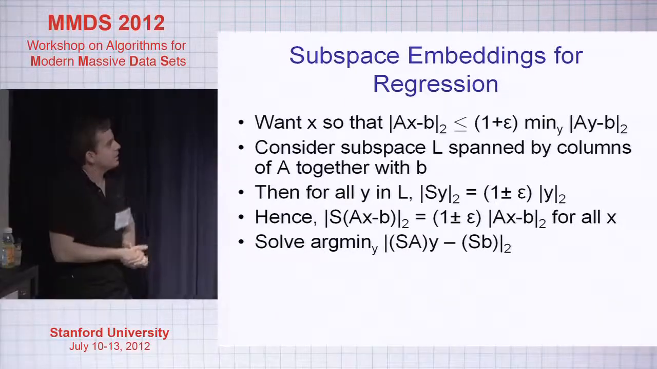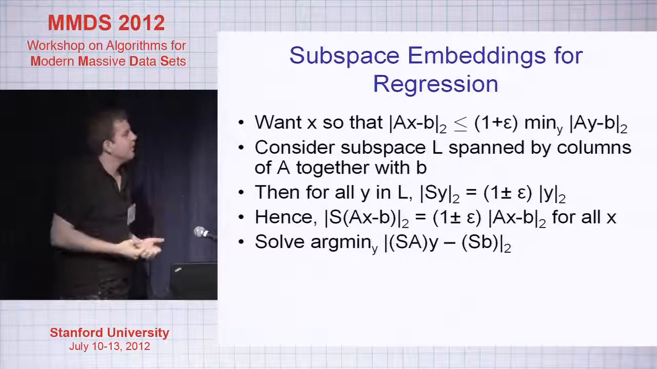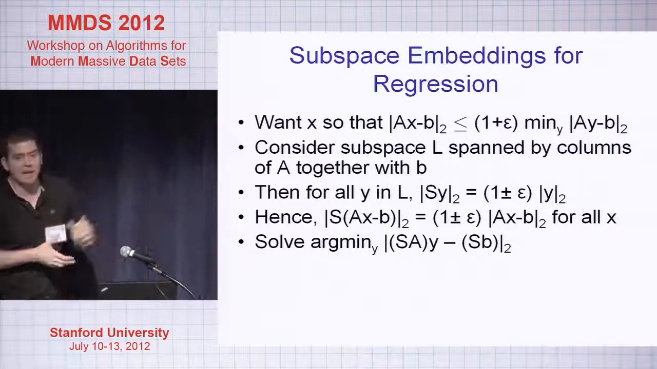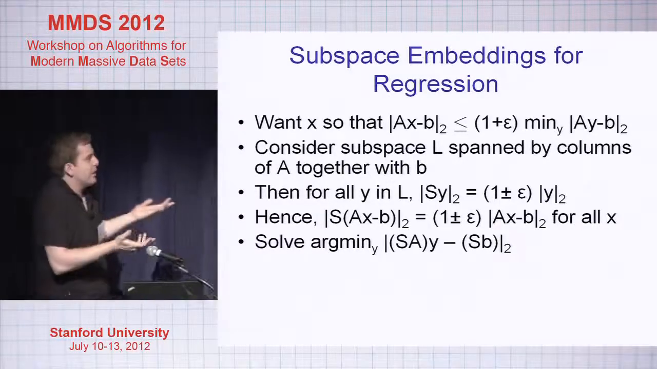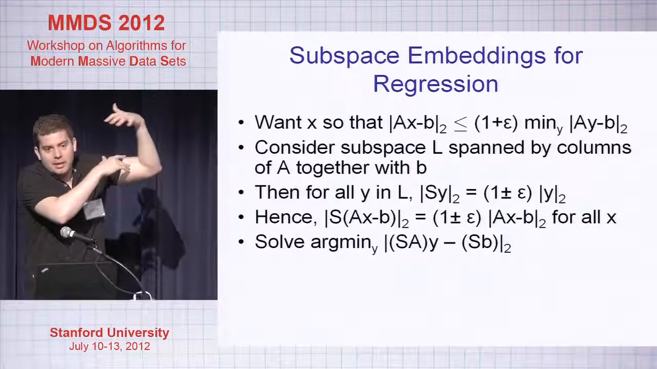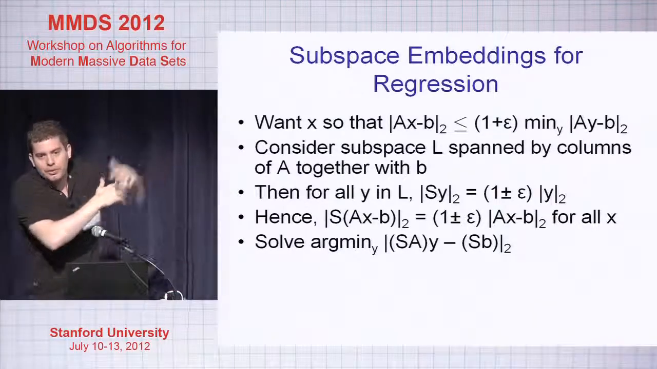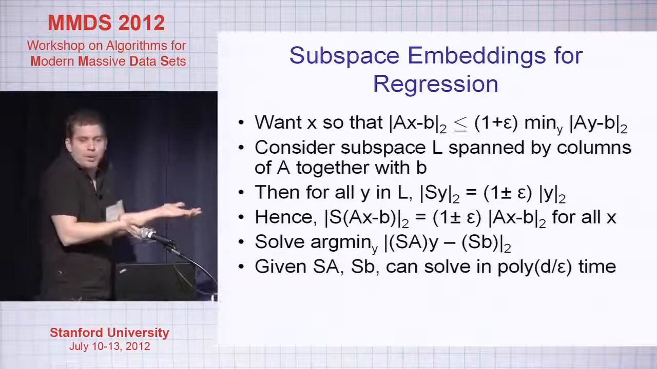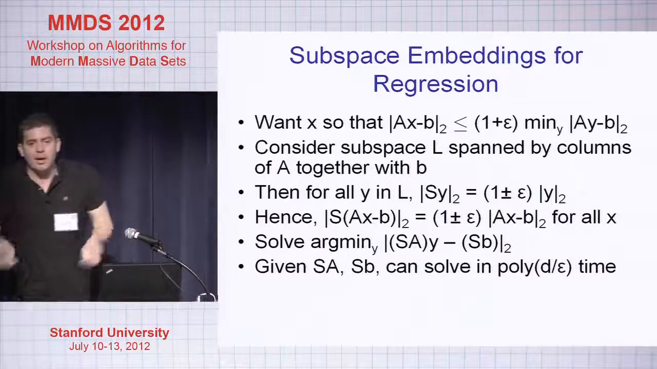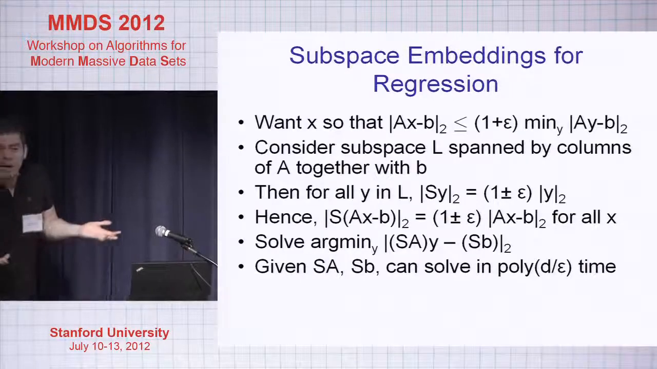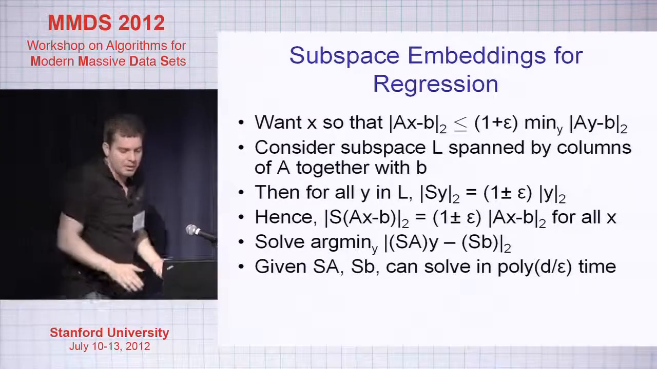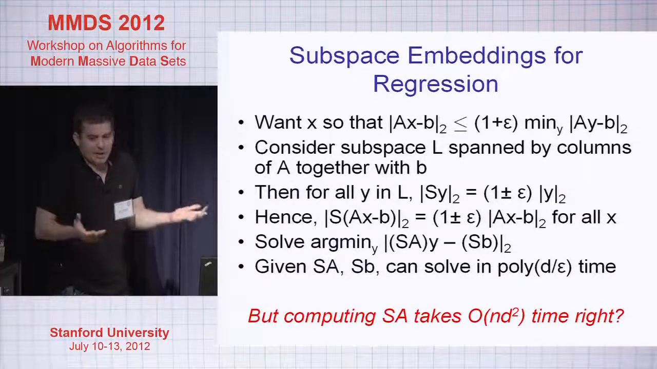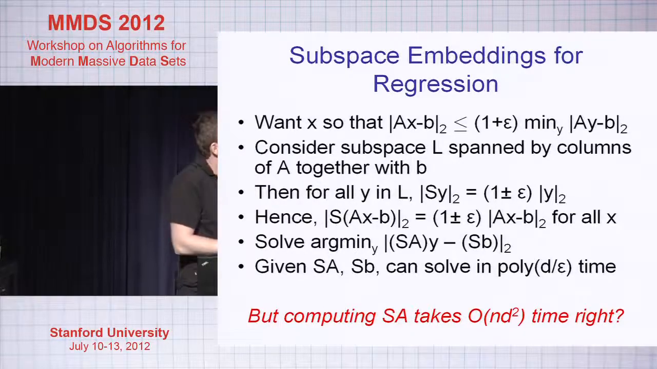So why don't we just solve the problem in this reduced dimension? We compute SA, we compute Sb, and now we just solve this problem exactly. And this is a lot easier because S only has d over epsilon squared rows instead of the n rows of A. So you can solve this whole problem in time polynomial in d over epsilon using your favorite least squares regression solver. But it doesn't depend on n anymore, this very large dimension. So given SA and Sb, we can solve regression very quickly.